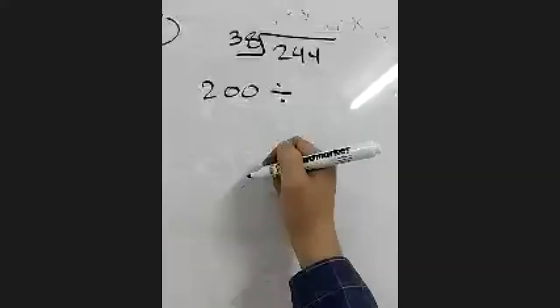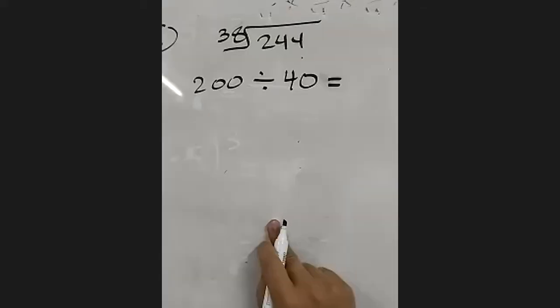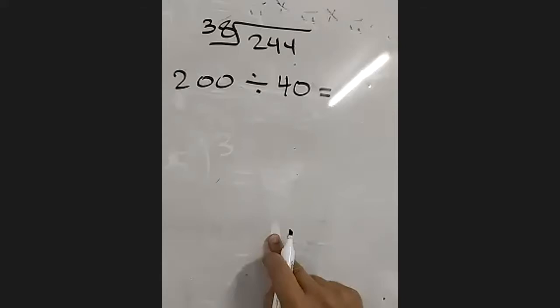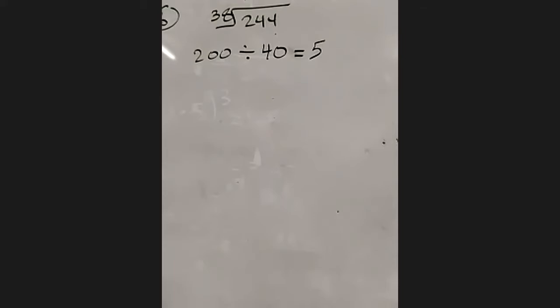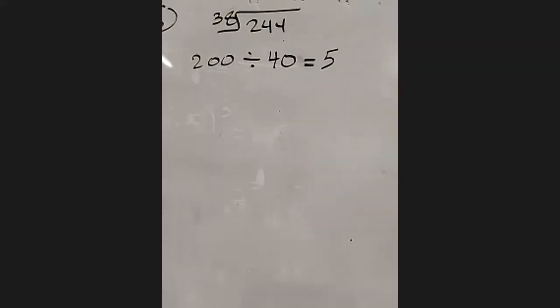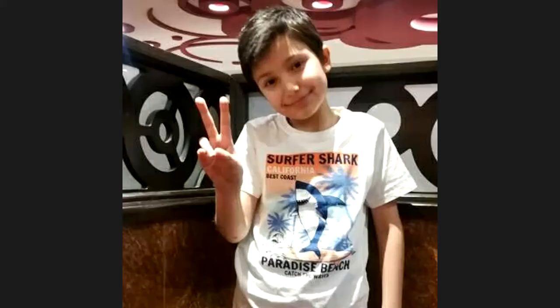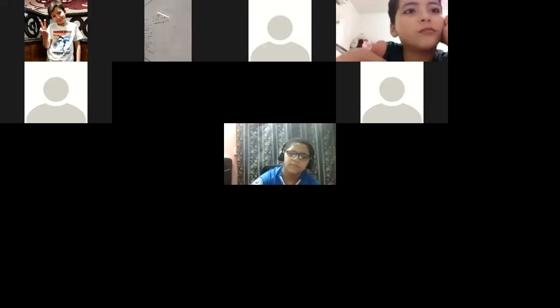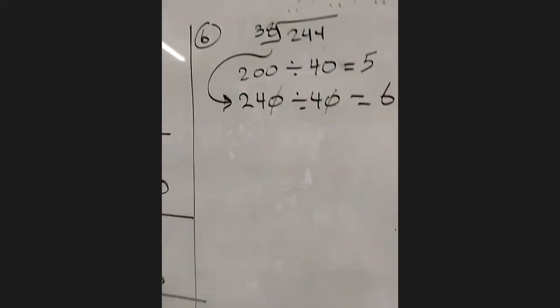The 38, I will make it 40. 40, excellent. 20 divided by 4 equals 5. And we cross 10 with 10, still no zeros, right? Yes. No, no, you use the 20, right? Yes. Question 6, guys. Let's do question 7.